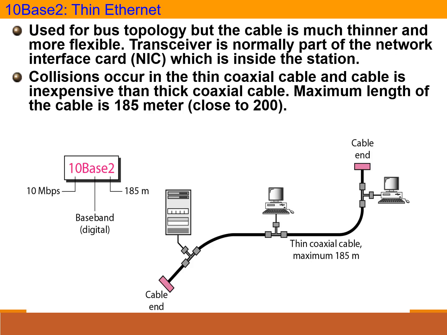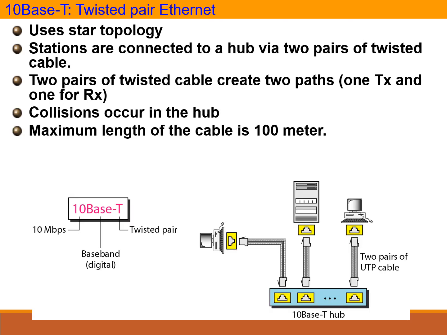And the next one is 10Base2, thin Ethernet. 10 means 10 Mbps, base is digital, and 2 means 185 meters. Here the length is calculated in this way. We use thin coaxial cable and a bus topology, and this is called 185 meters.